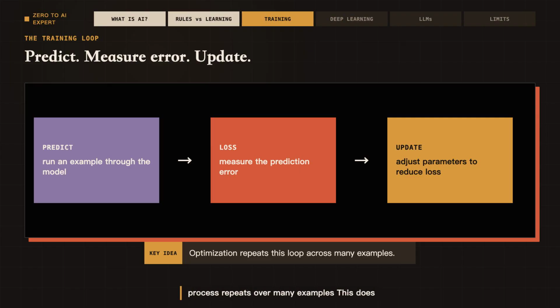The process repeats over many examples. This does not mean the model simply stores one rule for every email. The goal is to find parameter values that work on emails it did not see during training. That ability is called generalization.